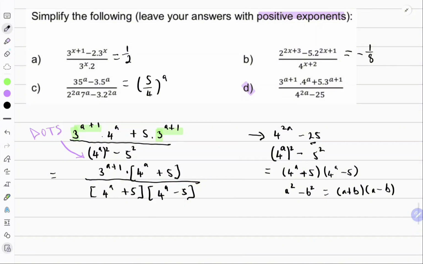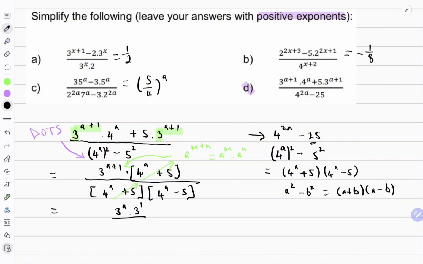So you can see that in the numerator and the denominator there are expressions that can be cancelled out. That and that can cancel each other out, and here we can apply the product rule. A to the power of m plus n is equal to a to the power of m times a to the power of n. So I'm just going to use that. So 3 to the power of a plus 1 can be written as 3 to the power of a times 3 to the power of 1.